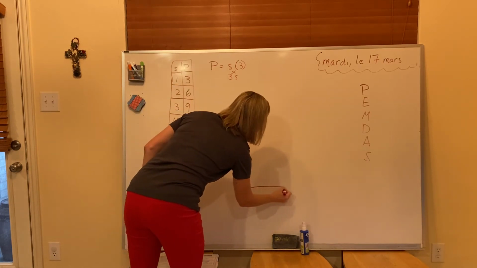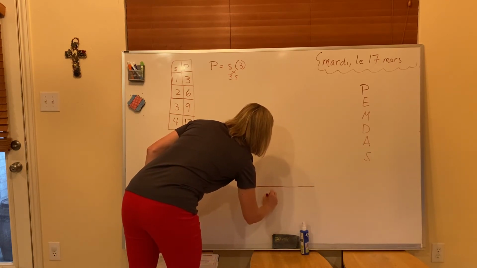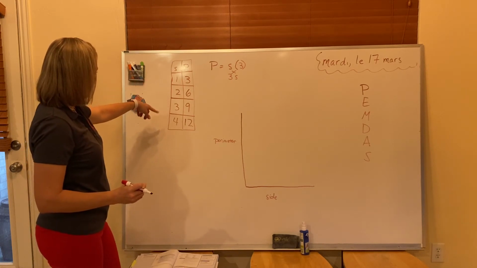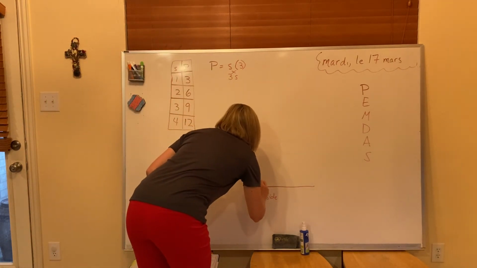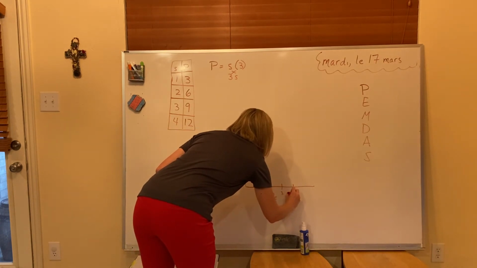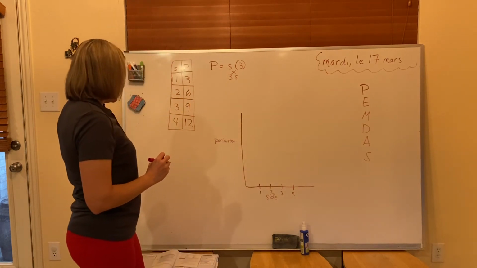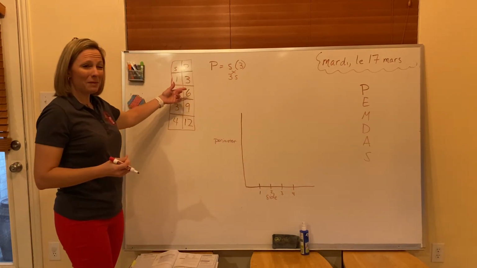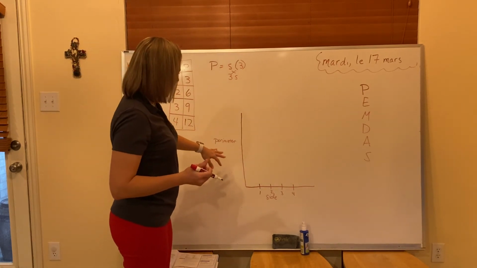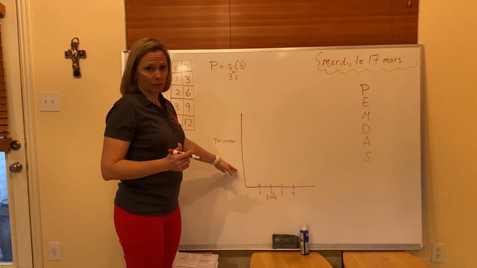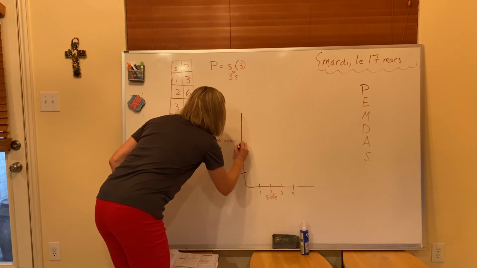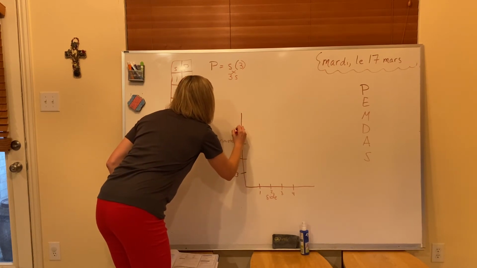Our x-axis will be side length. So we have side lengths of 1, 2, 3, and 4. Let's mark those out: 1, 2, 3, 4. And perimeters. Since we're going by 3s, right? 3, 6, 9, 12. Let's go ahead and mark our tick marks on here according to 3s. So we'll start with a 3, a 6, a 9, and a 12.